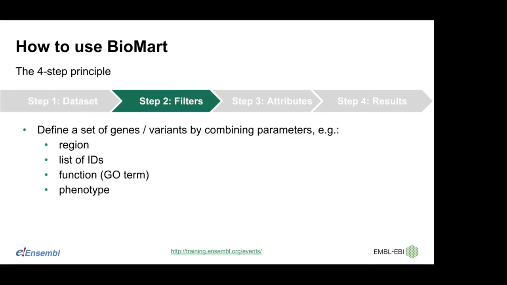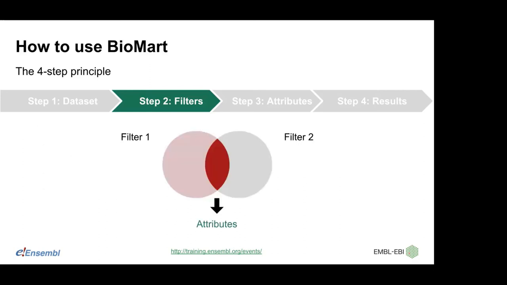In the second step, you will have to apply filters. So these are things that you want to search with. Most of the time, we are interested in a subset of genes that match certain names or are associated with a given phenotype or function or that fall in a specific region. And BioMart gives you a lot of flexibility. So you can apply just one filter and build a simple query, or you can apply multiple filters and build a more complicated query. It follows AND logic, so it gives you intersectional filters.